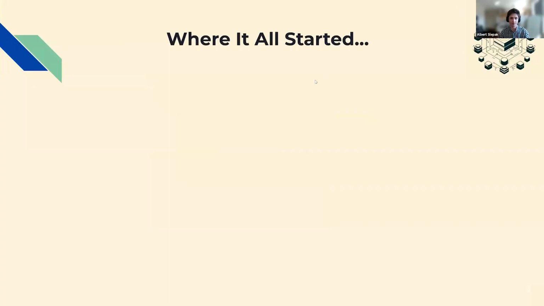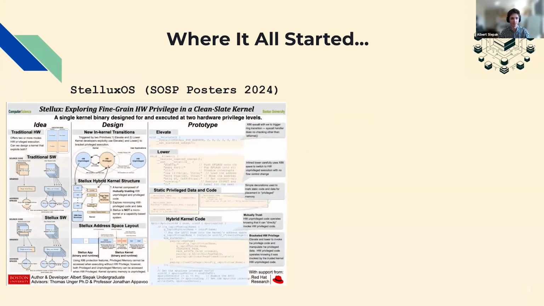To give a bit of background and context for where this project and ideas originated, about a year and a half ago, I started writing my own operating system, Stellax OS, that built upon the ideas done by Dr. Thomas Unger that graduated from Professor Apavo's lab about a year ago. It explored the mechanism of dynamic privilege and fine-grained hardware privilege control in a clean slate kernel. Eventually, this work was also awarded an SOSP Posters 2024 award and was presented at the conference last November.